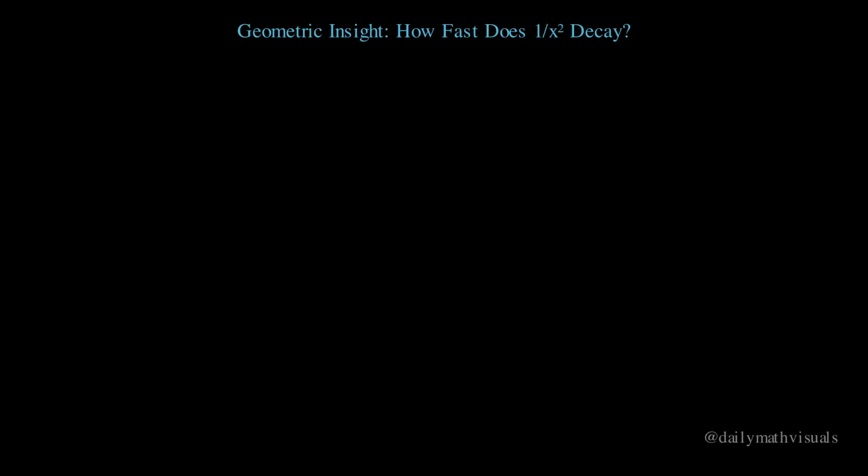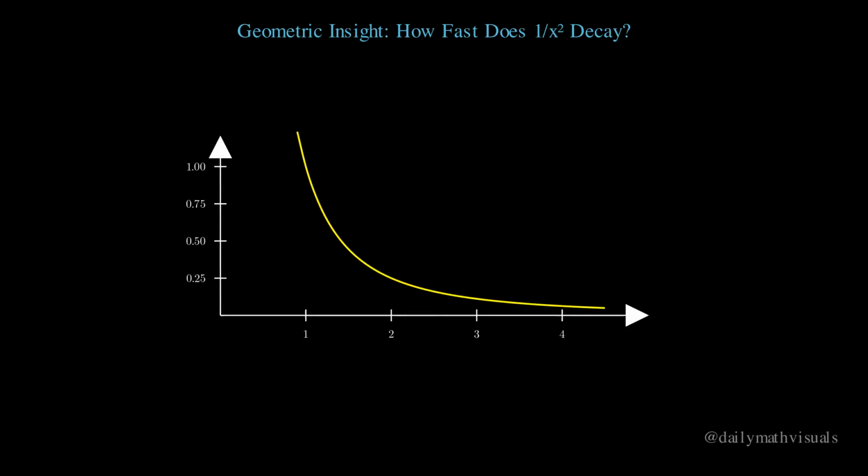Let's gain some geometric intuition. How fast does 1 over x squared actually decrease? Look at the graph of 1 over x squared. At x equals 1, the height is 1. At x equals 2, the height is 1/4. At x equals 4, the height is 1/16. Notice the pattern. When x doubles, the height doesn't just halve, it quarters. This rapid decay is why the total area under the curve stays finite, even though the curve extends to infinity.